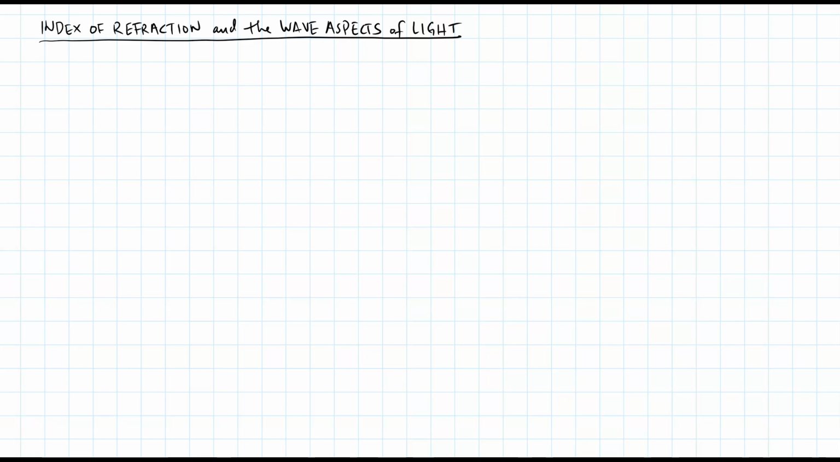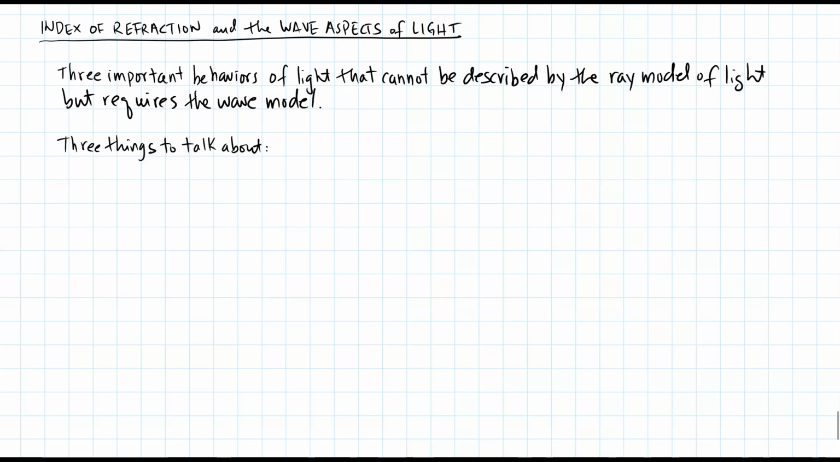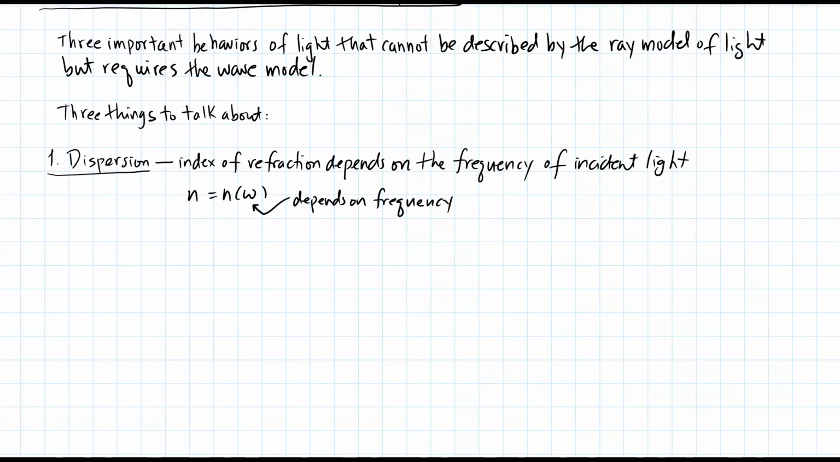There are three things that we want to talk about. The first one is the dispersion relationship. This says that the index of refraction depends on the frequency of the incident light. So we write the index of refraction as a function of frequency. I'll show you this using an applet.